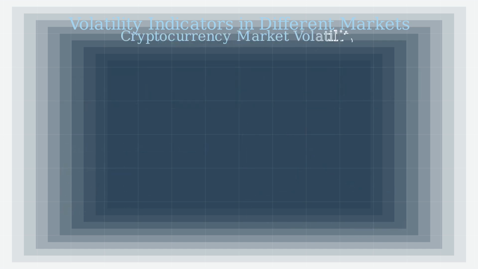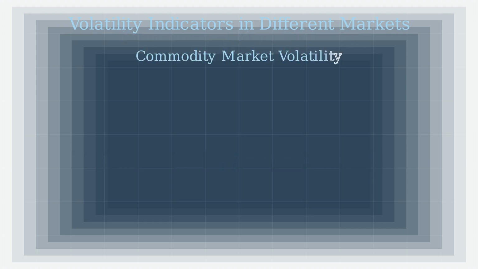Cryptocurrency markets exhibit substantially higher baseline volatility compared to traditional markets like Forex and stocks. This requires traders to adjust their volatility indicators accordingly. Commodity markets often display predictable seasonal volatility patterns, especially agricultural products that follow harvest cycles. Supply disruptions can cause sudden volatility spikes that require special handling with indicators.